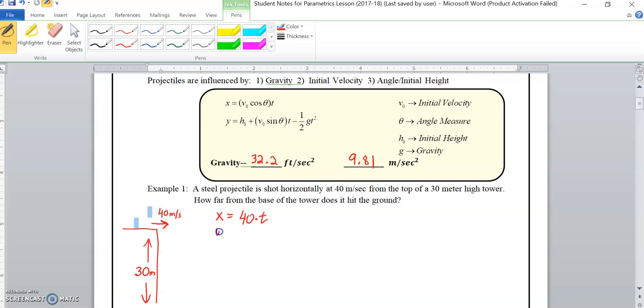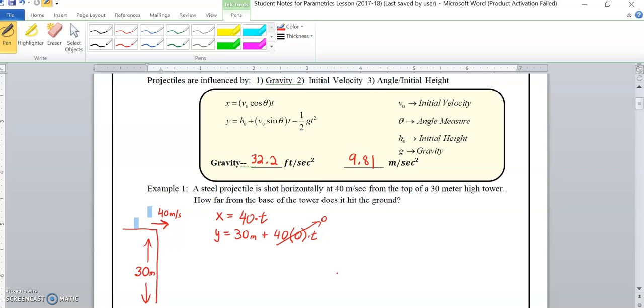So let's look at our y. Let's start with our h sub 0, h sub 0 being the initial height. So there we have 30 meters plus, now we have v sub 0 times sine theta. Well, I'll write it out, but 40 is our initial velocity. Sine of 0 is 0. And then we take it times time. So in the end that whole thing runs to 0 because anything times 0 is 0.